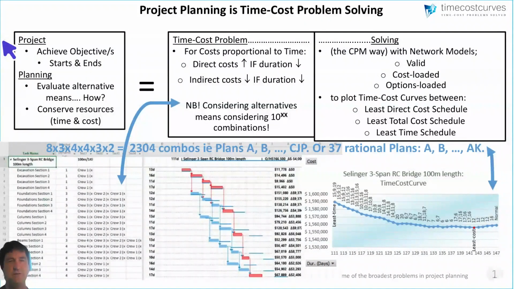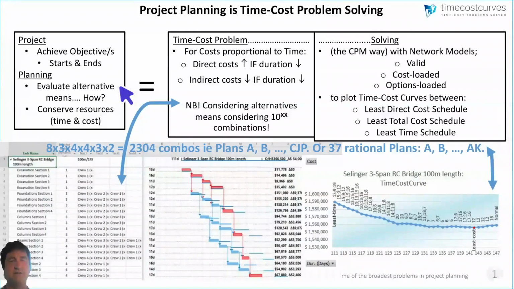What is a project? At the broadest level, you're setting out to achieve an objective or perhaps multiple objectives. And the reason it's a project is because it has a start and it needs to have an end. And then you perhaps go on to another project. So it's not ongoing. So you want to plan your project in the best possible way. And what that means is that you want to evaluate all the alternative means of how you're going to achieve these objectives.